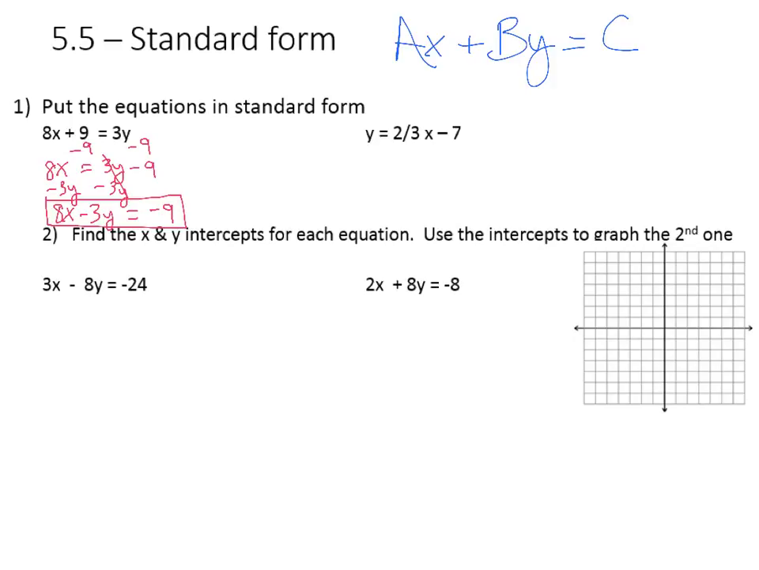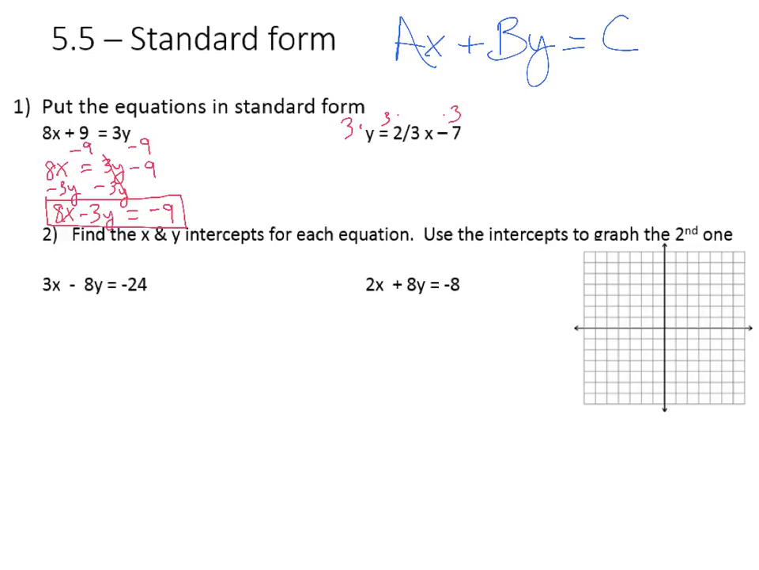Let's try one that has a fraction in it. It's a 2/3. Well, typically what we do is we immediately get rid of the fraction by taking everything times whatever your denominator is. In this case, the denominator is a 3. I'm going to take everything times 3. This will be times 3, this will be times 3, and this will be times 3.